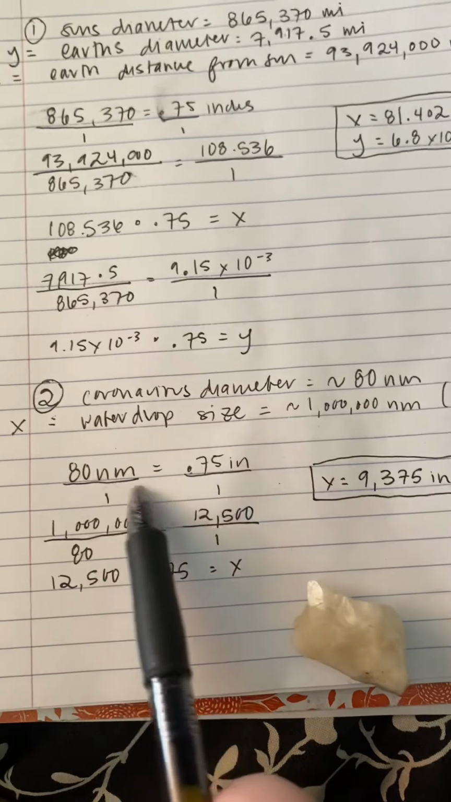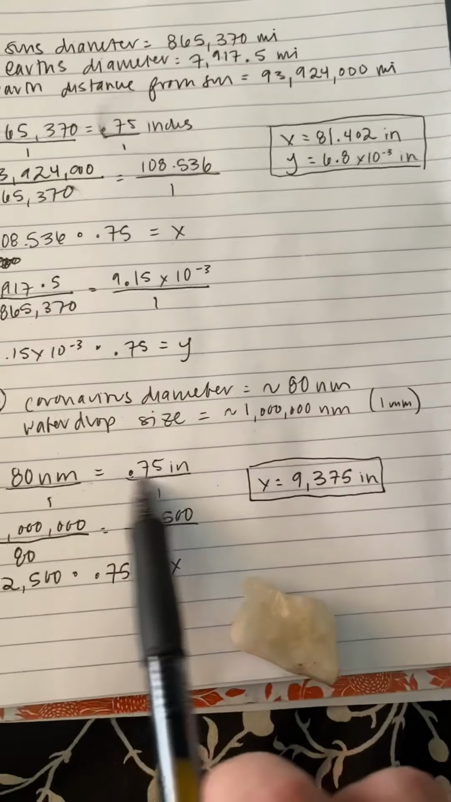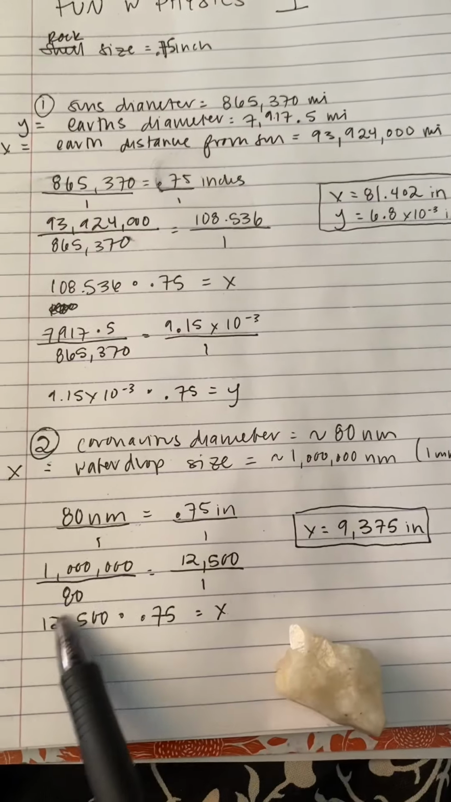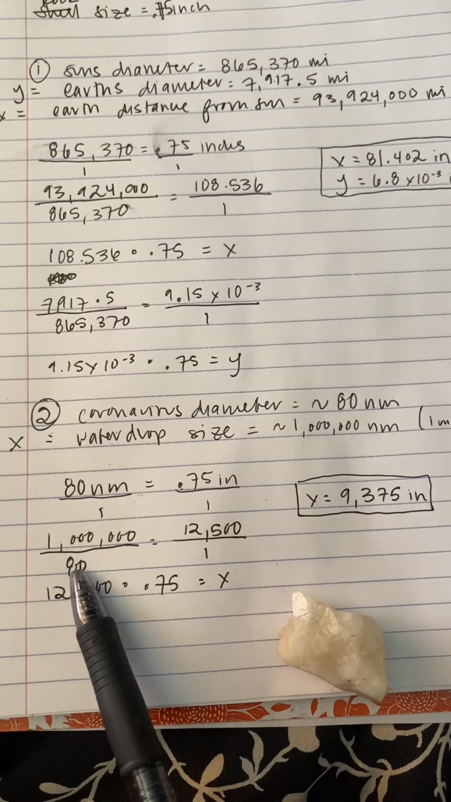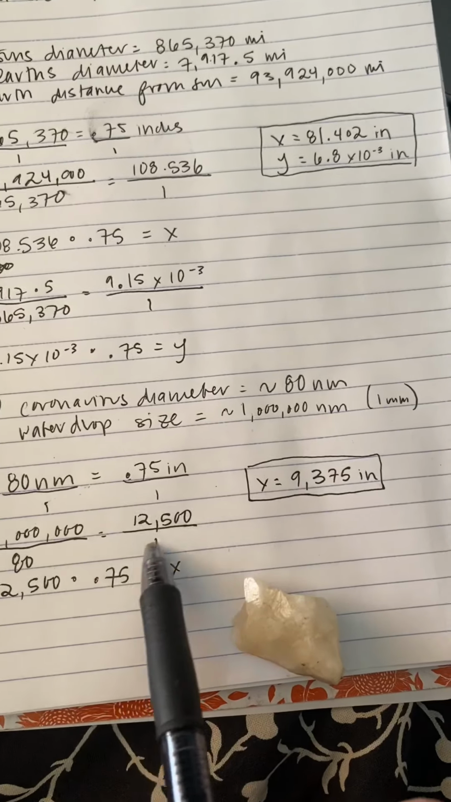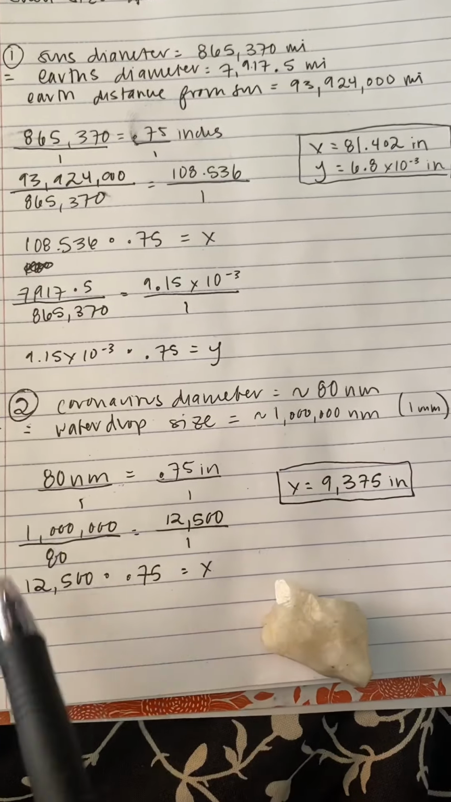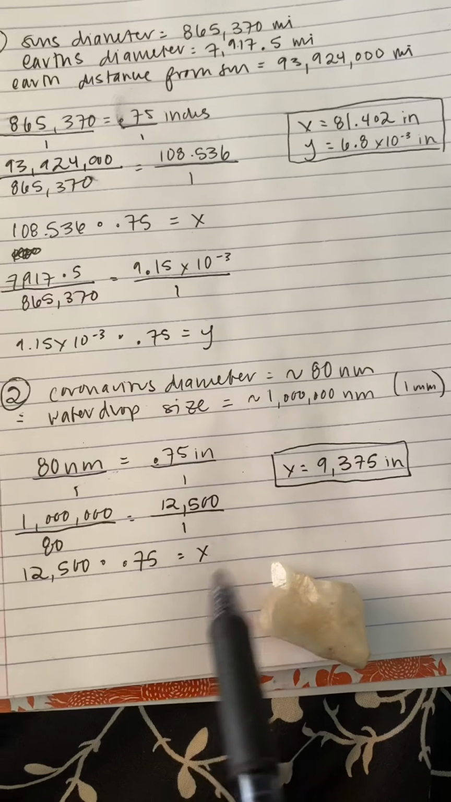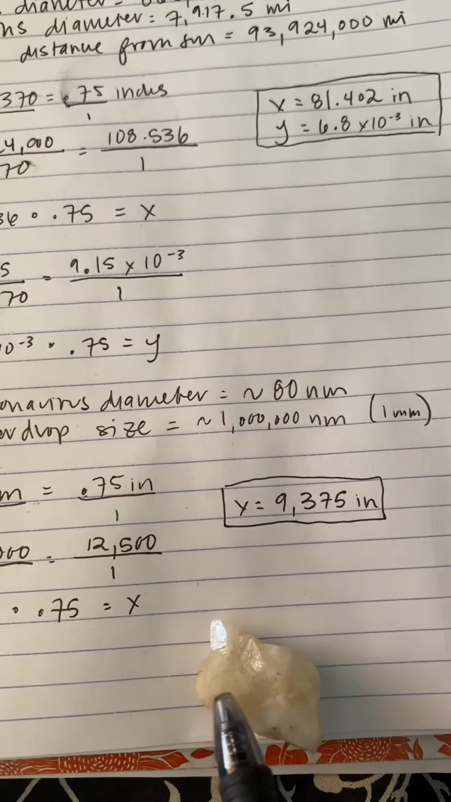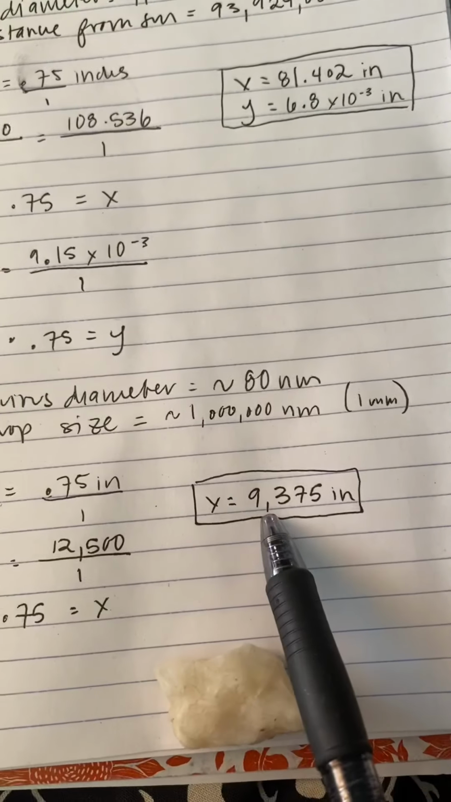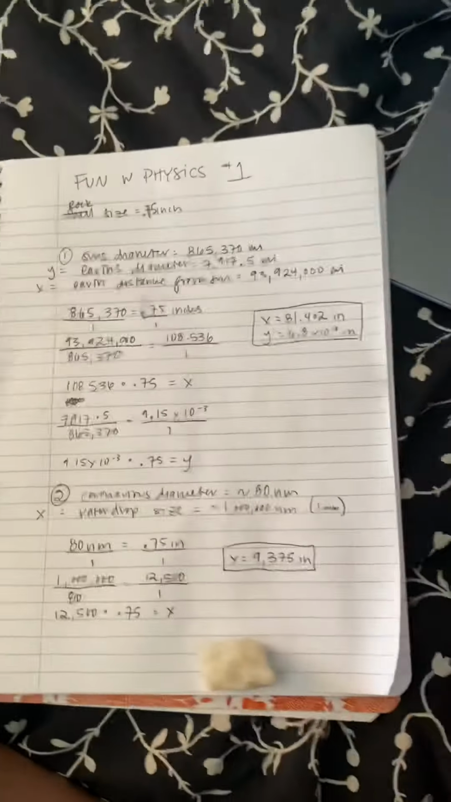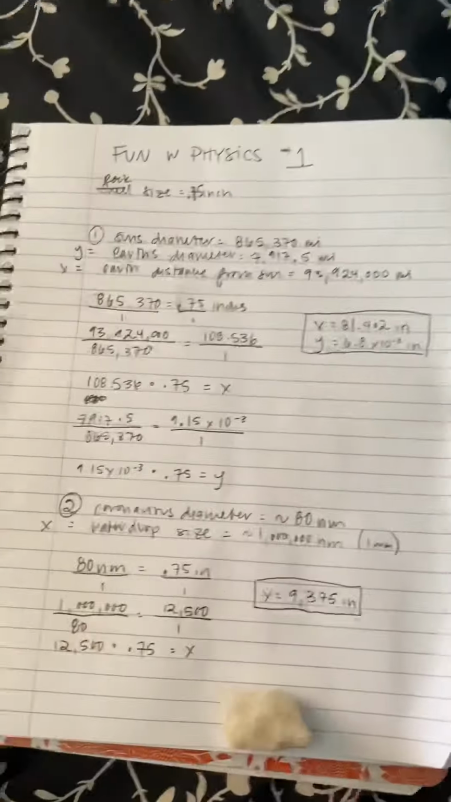I wrote this out to remind myself. 80 nanometers equals 0.75 inches. And then you just do the same process again. 1 million divided by 80. Because this is the number we're trying to figure out. Gets me my ratio. And we times that ratio by 0.75 to get x. So if the coronavirus was this size, then a water drop size would be 9,375 inches long. And that's how I did my assignment.